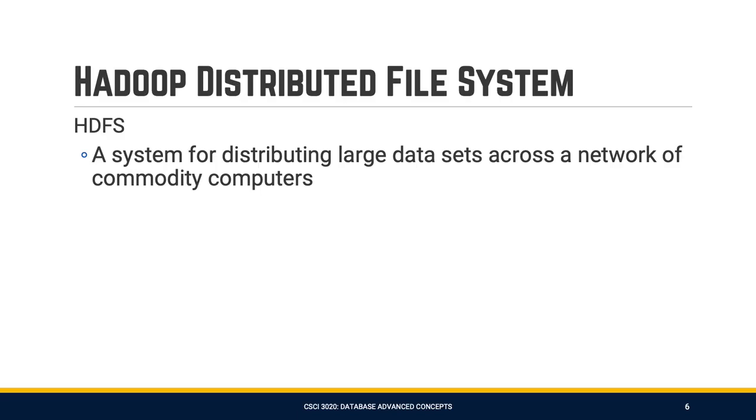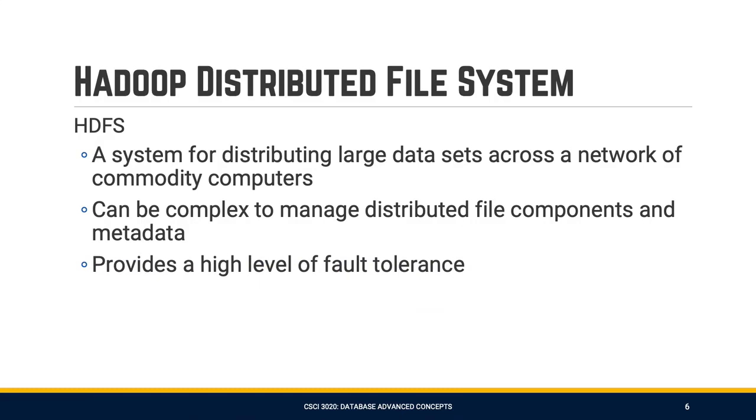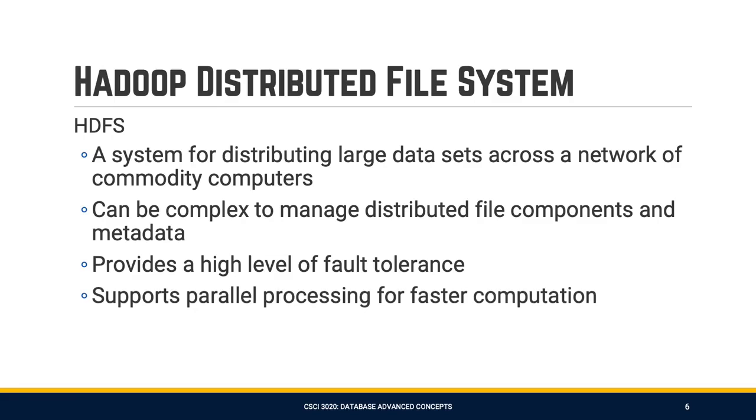So Hadoop is also designed to use a network of commodity computers. It can be complex, and it can manage distributed file components and metadata, but it can also be used on a single system. It also provides a high level of fault tolerance, supporting parallel processing for faster computation, and this is also important in big data. When you have data that's replicated across servers, then it's much easier to perform local operations on those servers and then move the results of those operations back to the thing that's collecting those results.